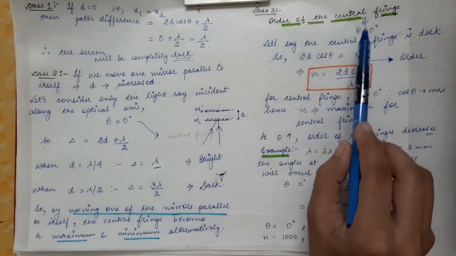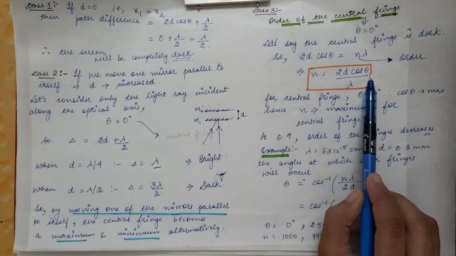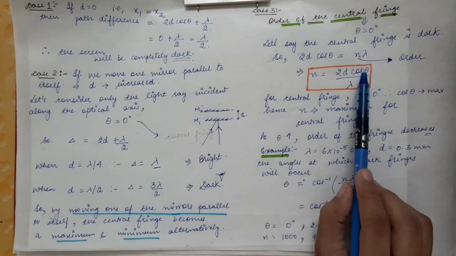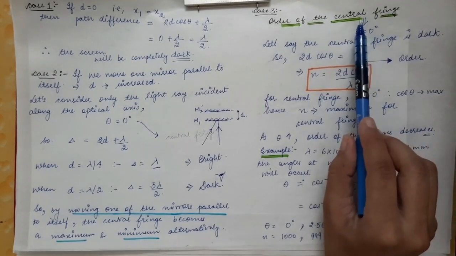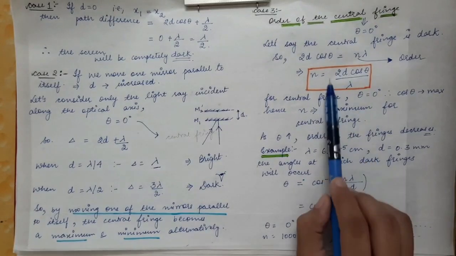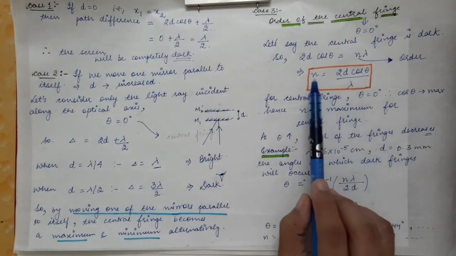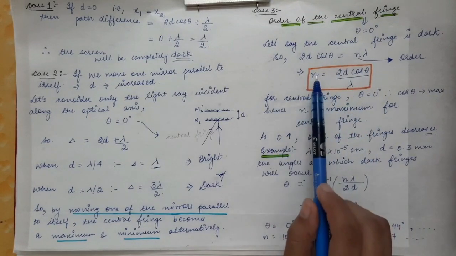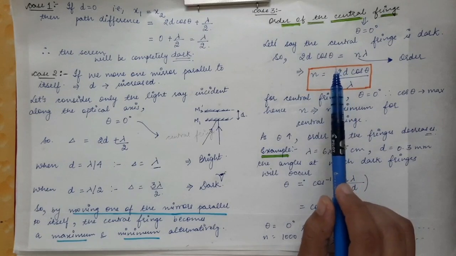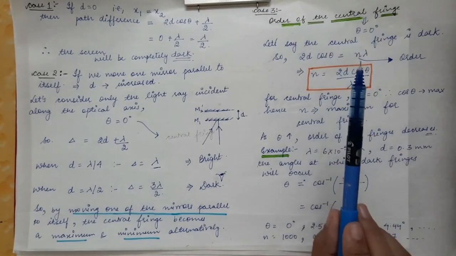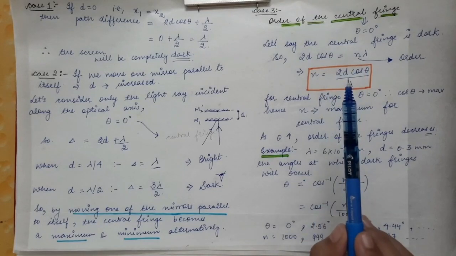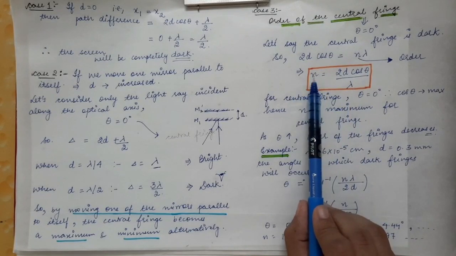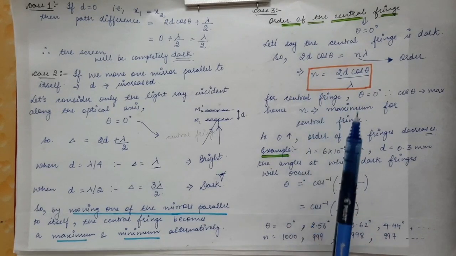So for the central fringe, theta is equal to 0. Therefore cos theta will be maximum, meaning the right hand side will be maximum only for the central fringe. Therefore the order of the central fringe is always maximum. So this is the difference: in all the previous experiments the order of the central fringe was 0, whereas in the Michelson interferometer the order of the central fringe is maximum as compared to the order of all other fringes.